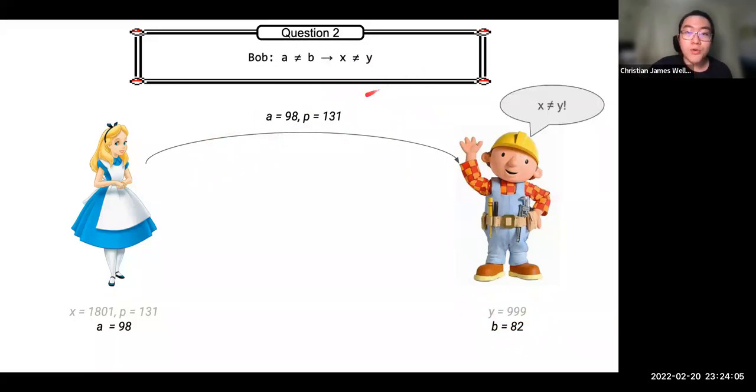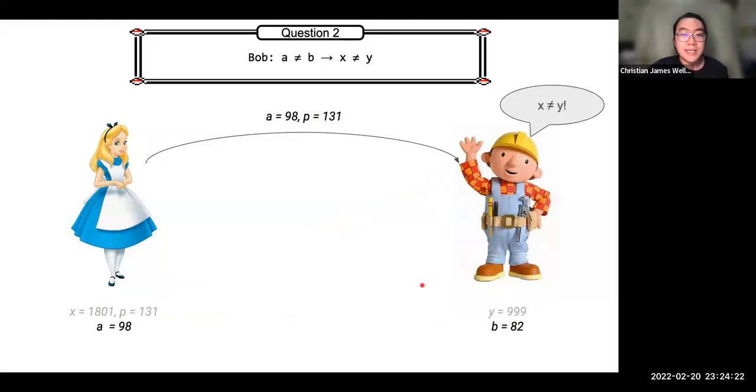Okay, so recall, it says that A is not equal to B, because it received A equals 98 and B equals 82. Then Bob concludes that X is not equal to Y. X and Y are the original two numbers that they start off with.